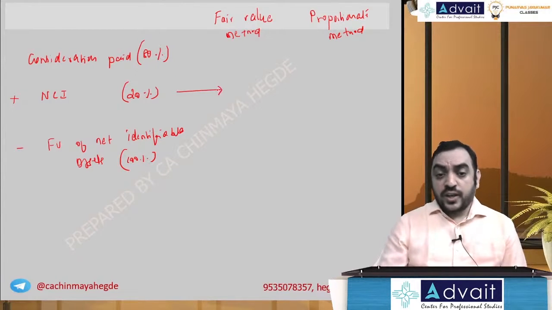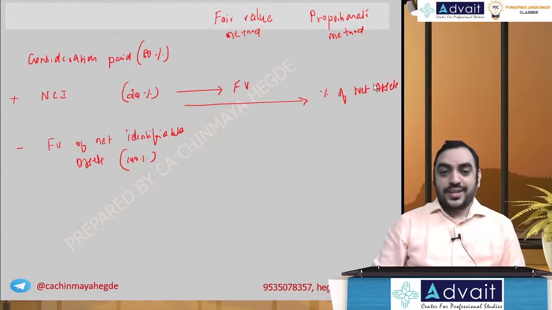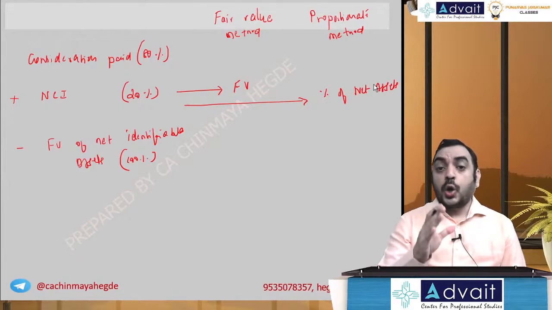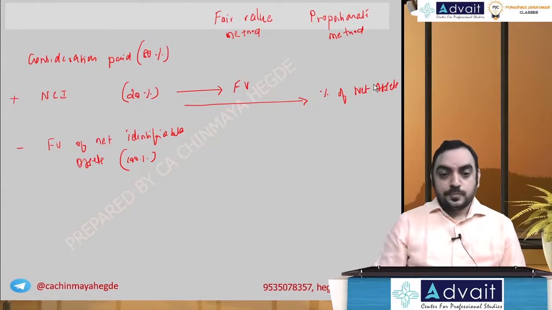And how will the difference between the two methods come? When you follow the fair value method, NCI is at fair value. Whereas when you follow the proportionate method, NCI will be at a proportionate value, a percentage of the fair value of net assets. That's why it's called the proportionate method. So the difference is arising due to valuation of non-controlling interest.